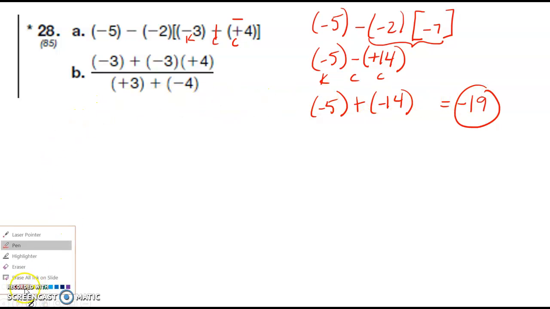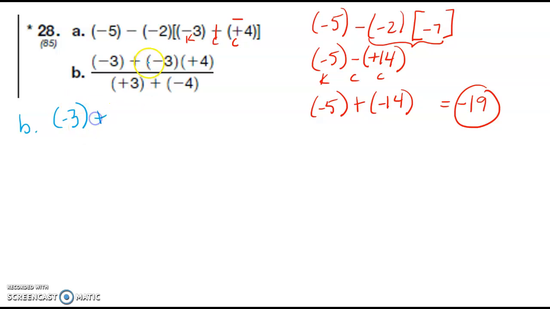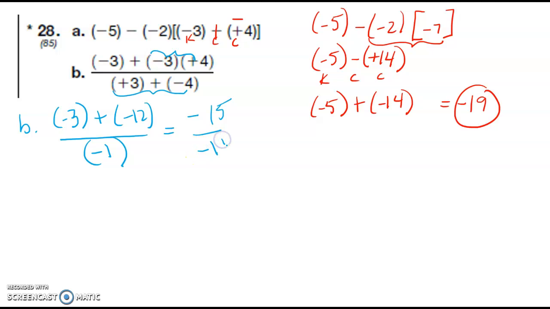Okay, let's change colors again. All right, so for B, negative 3 plus, and I can go ahead and multiply these, so I get negative 12 over, and then negative 3 plus, positive 3 plus negative 4 is going to give me negative 1 in the bottom, because we subtract and take the sign of the larger. 4 minus 3 is 1, 4 is larger than 3. And then on the top we have similar signs, so I get negative 15 over negative 1, which is going to give me positive 15.